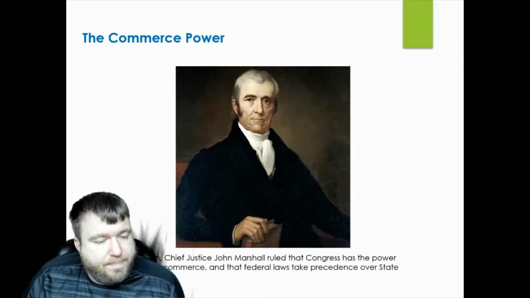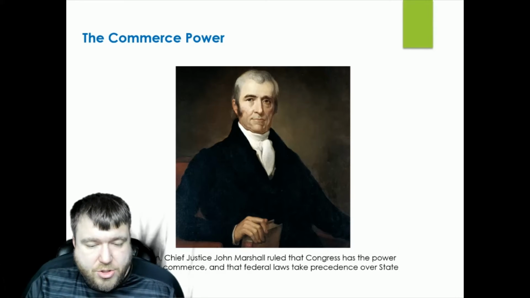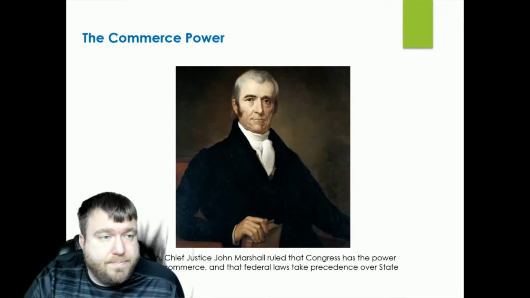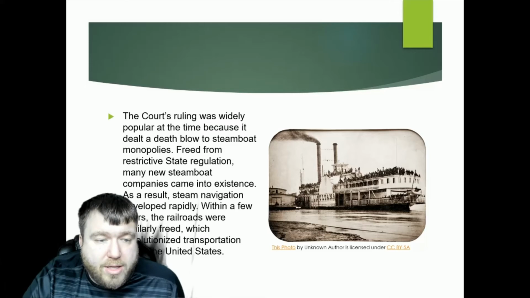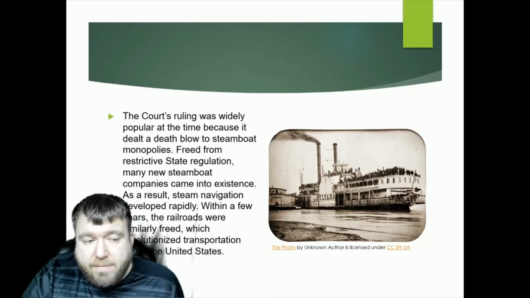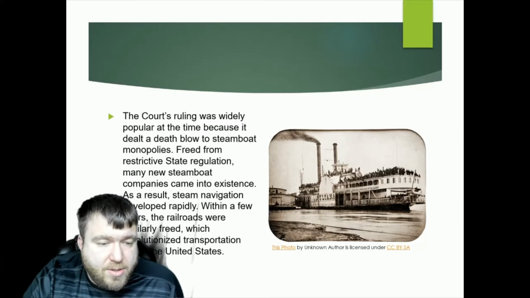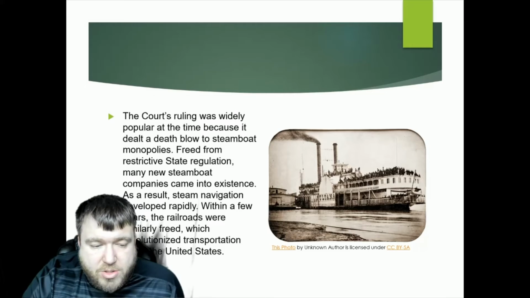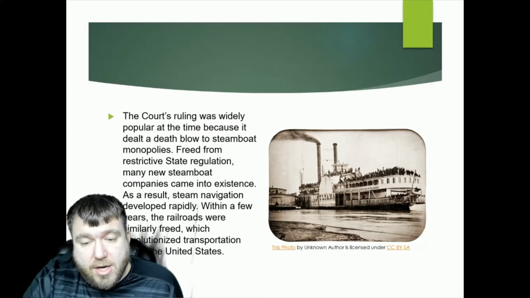The commerce power. In Gibbons v. Ogden, Chief Justice John Marshall ruled that Congress has the power to regulate interstate commerce and that federal laws take precedence over state laws. And this is still in effect today. The court's ruling was widely popular at the time because it dealt a death blow to steamboat monopolies. Freed from restrictive state regulation, many new steamboat companies came into existence. As a result, steam navigation developed rapidly. Within a few years, the railroads were similarly freed, which revolutionized transportation within the United States.